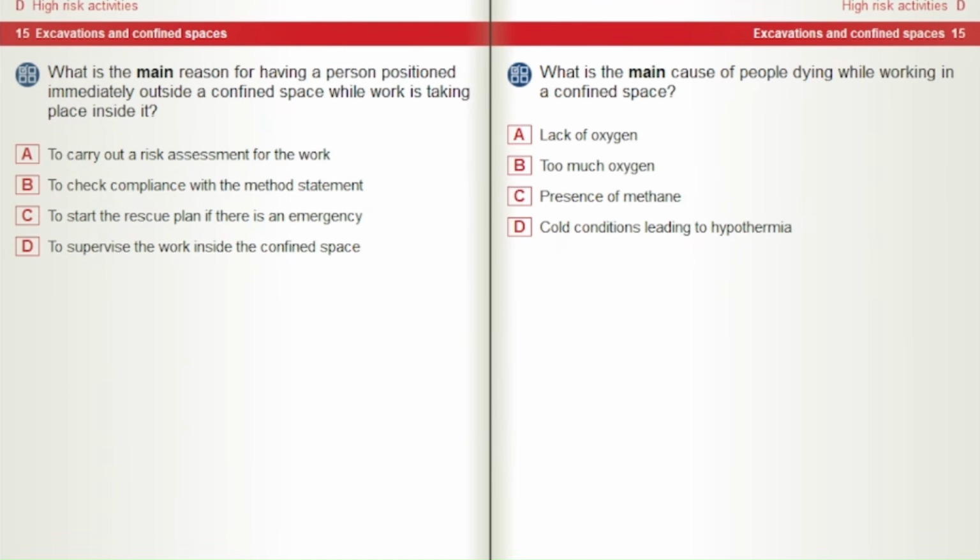What is the main reason for having a person positioned immediately outside a confined space while work is taking place inside it? To carry out a risk assessment for the work. To check compliance with the method statement. To start the rescue plan if there is an emergency. To supervise the work inside the confined space.